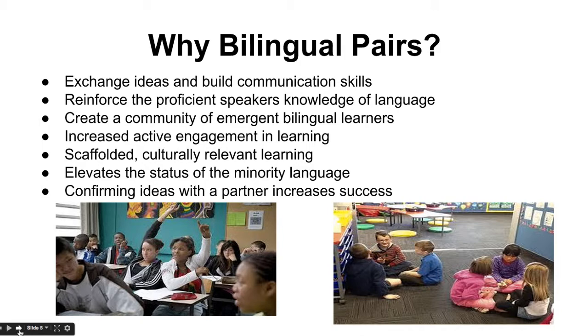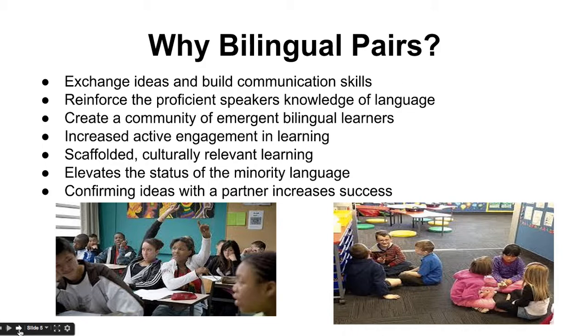So why bilingual pairs? You can see in the photograph on the left, two students are raising their hands and attempting to actively participate, while the rest of the class is seated and maybe listening, but passively engaged. On the right, we see two groups of students who are actively engaged with each other. The expectation is that 100% of students are participating in the academic language production required for their literacy.